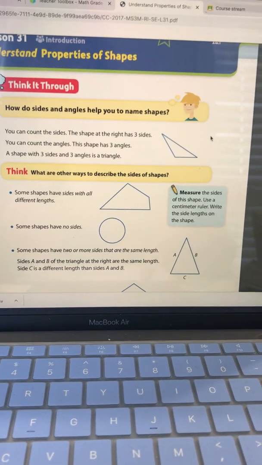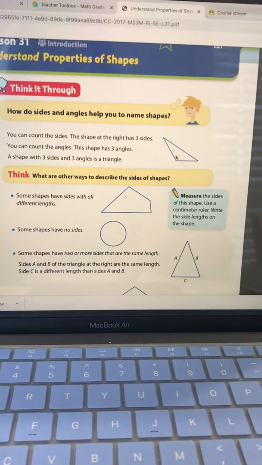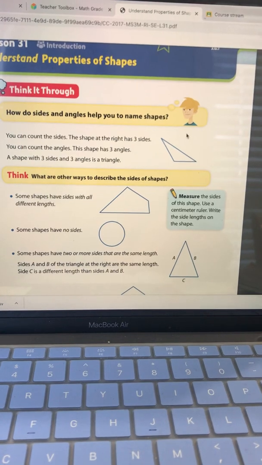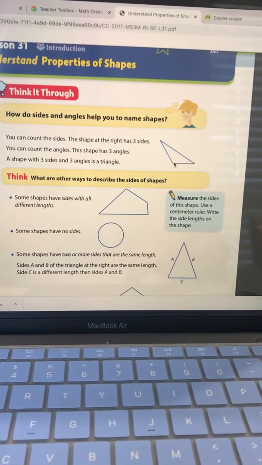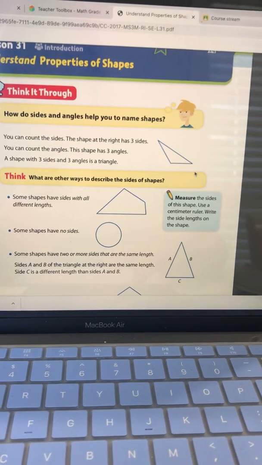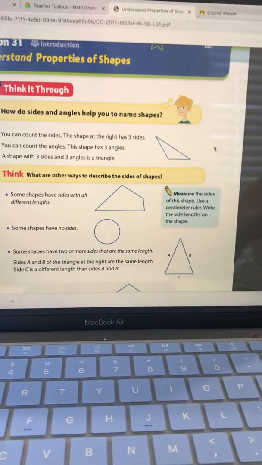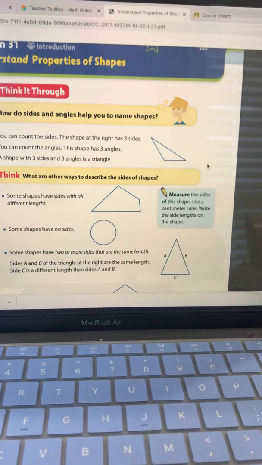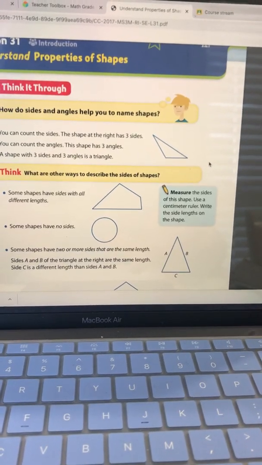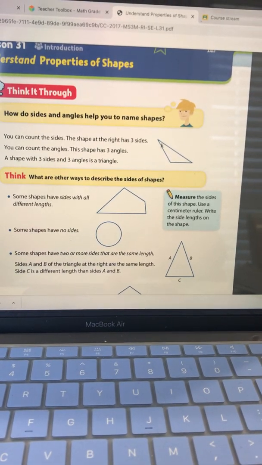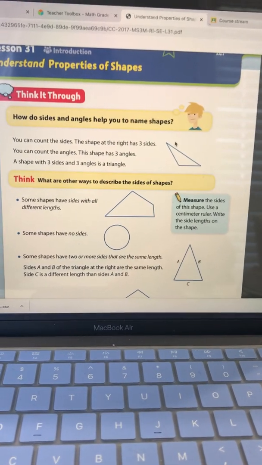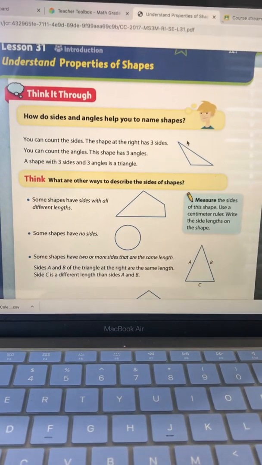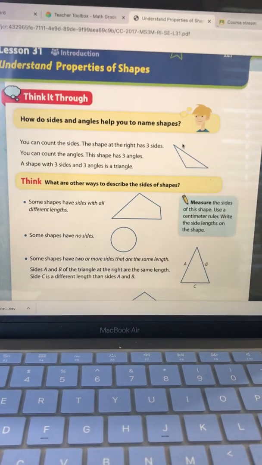You can also count the angles. How many angles does this shape have? Yeah, it has 3 angles as well. 1, 2, 3. So 3 sides, 3 angles. Those are attributes of this shape. A shape that has 3 sides and 3 angles, what name do we give this shape? Sure, it's a triangle. We know that all triangles have to have 3 sides and 3 angles.